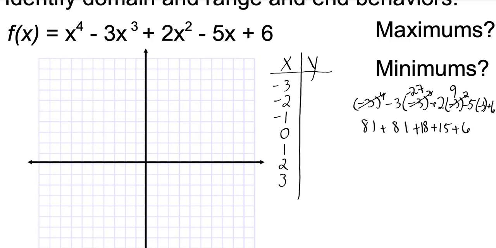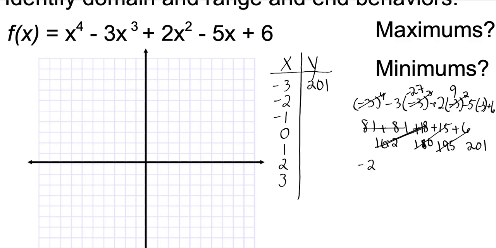And positive 6. So 81 and 81, that's a 162. Plus an 18 is going to be a 180. Plus a 15 is going to be a 195. Plus a 6 is a 201. I just went from left to right, adding these as I go along, and that's what these dashes are, or the crosses. So the first number is a 201. Okay, that's a pretty big number, so we can't really graph a 201.